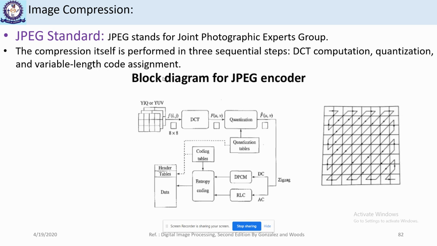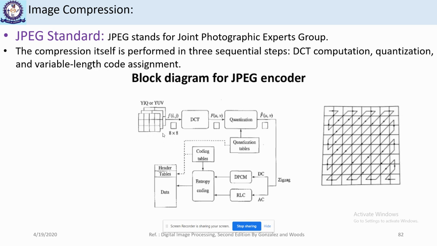Here, if we look at the block diagram of the JPEG encoder, we have an image. In this diagram, three planes are shown because it may be representing a color image. We will consider only one plane. First of all, this image plane will be divided into 8 cross 8 blocks. That means it is divided into 8 cross 8 sub images. This will have 8 rows and 8 columns. Similarly, this will also have 8 rows and 8 columns. This way, it will be divided into 8 cross 8 sub images.